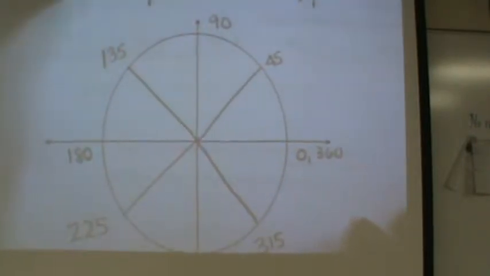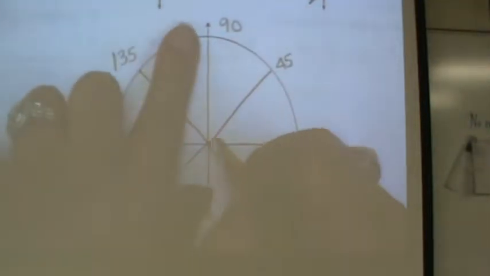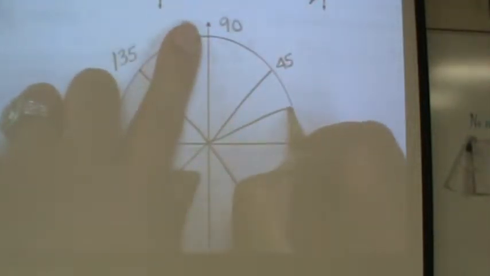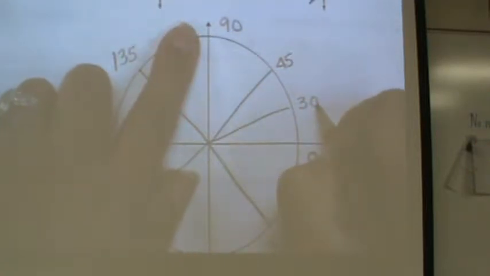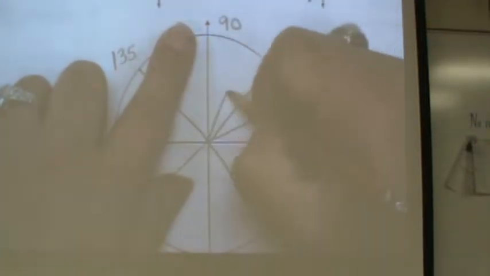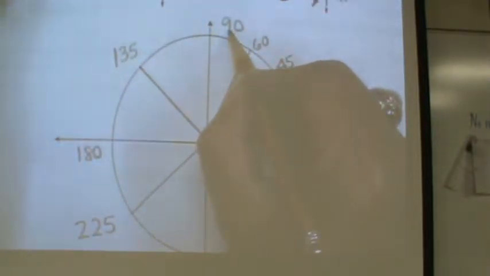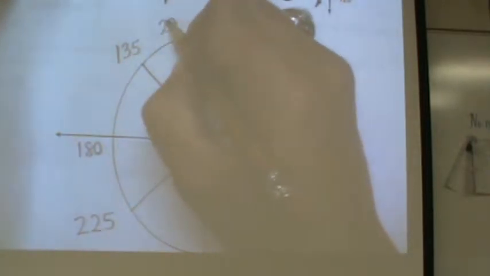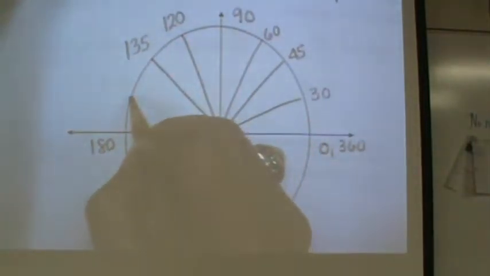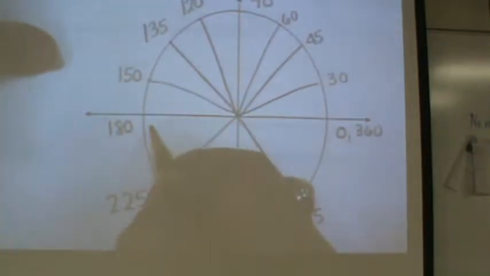So now, we can break this up into 3 sections from here to here, 30. So if you add 30 degrees to 30, you get 60. Add 30 to 60, you get 90. Add 30 to 90, what do you get? 120. Add 30 to 120, what do you get? Add 30 to 150, you get 180.